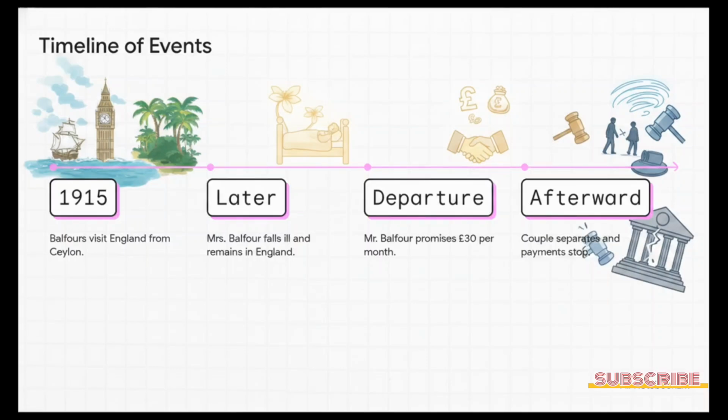But just a short time later, Mrs. Balfour falls ill. Her doctors basically tell her that she needs to stay in England to recover instead of traveling all the way back. So right before he heads back, Mr. Balfour makes a promise. He says he'll pay his wife £30 a month until she's well enough to join him. Now, initially, he actually makes the payments. But as time goes on, the relationship sours, they end up separating, and those monthly payments completely stop. And it was that single stopped payment that triggered a massive, full-blown courtroom battle.